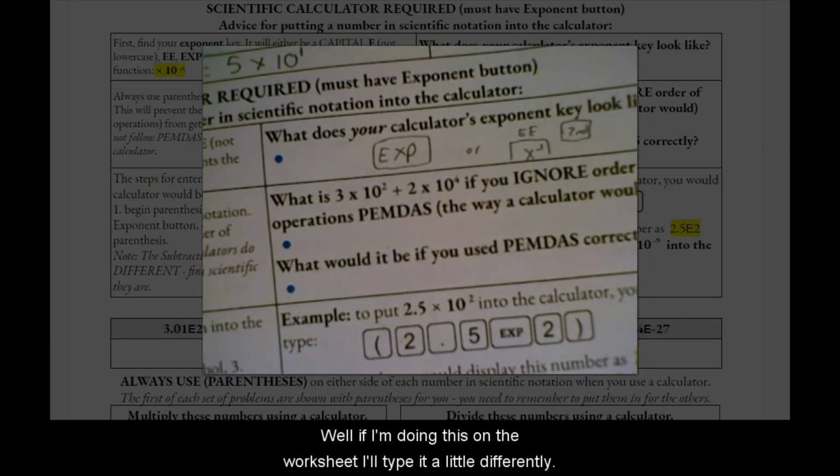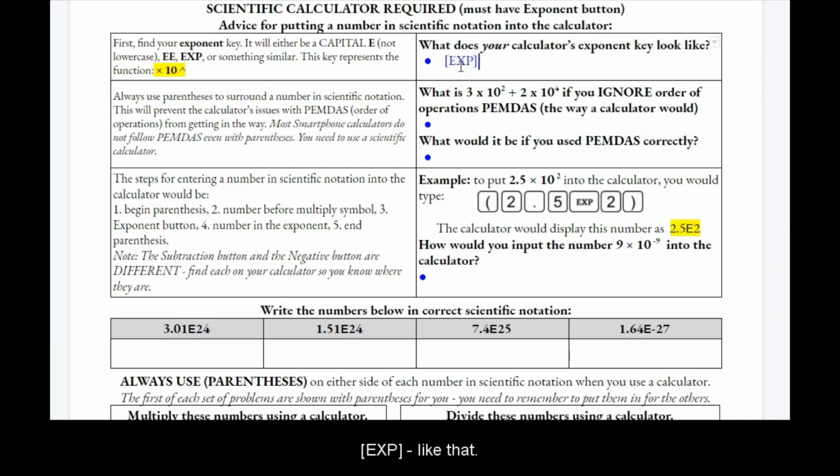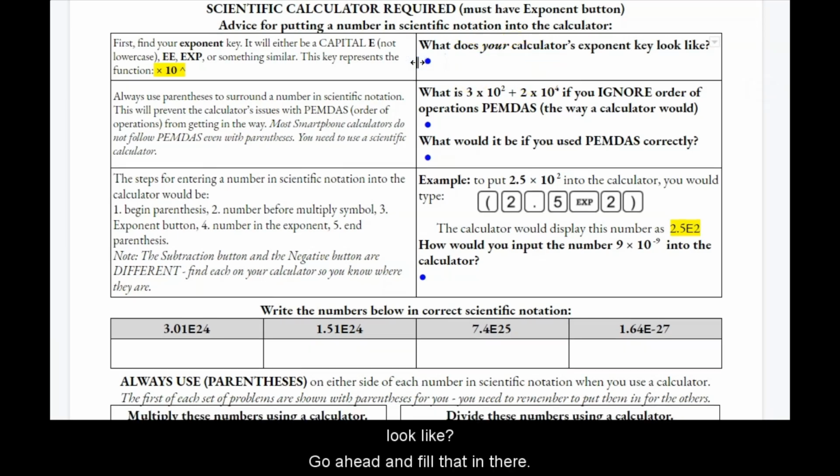Well, if I'm doing this on the worksheet, I'll type it a little differently. So here I would type maybe with brackets to show that it's the button, EXP, like that. Or if I'm using the pink one, it would be EE, and then it's over the x to the -1. And I'm just doing that so that I can find it later if I'm like, oh gosh, what was my calculator's button? So what does your calculator's exponent key look like? Go ahead and fill that in there.